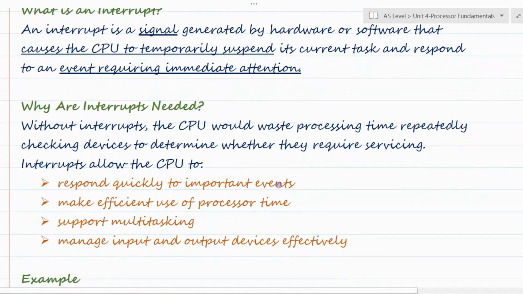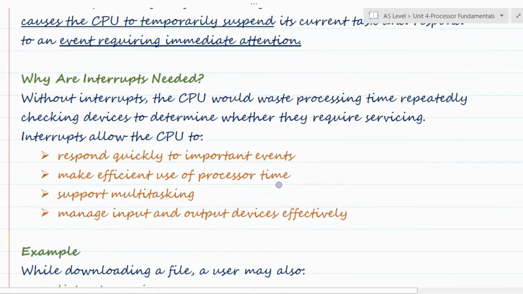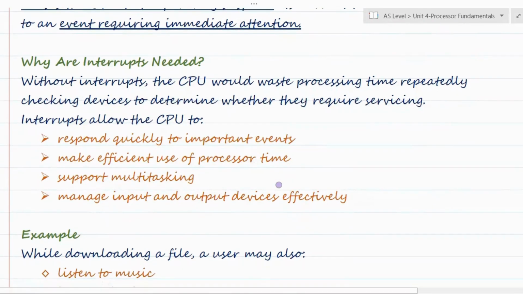Why do we need interrupts? Imagine if the CPU had no interrupts. The CPU would have to continuously check every device again and again. For example, keyboard, do you need me? No. Printer, do you need me? No. Hard disk, do you need my attention? Right? So this constant checking wastes valuable processor time, and interrupts solve this problem.